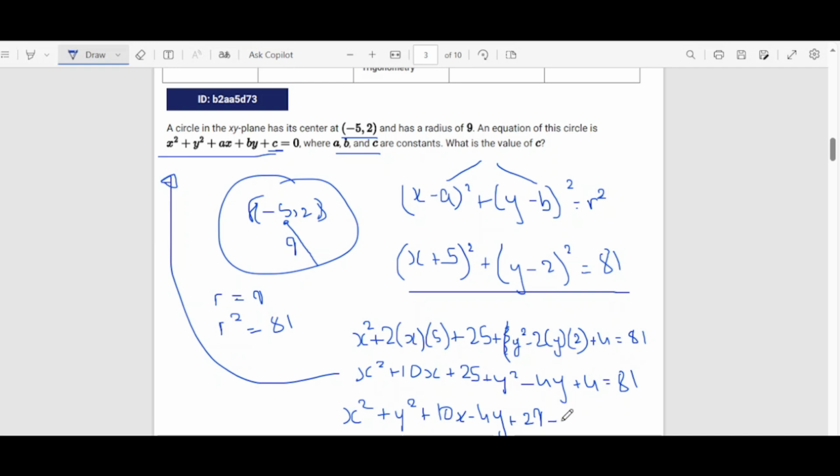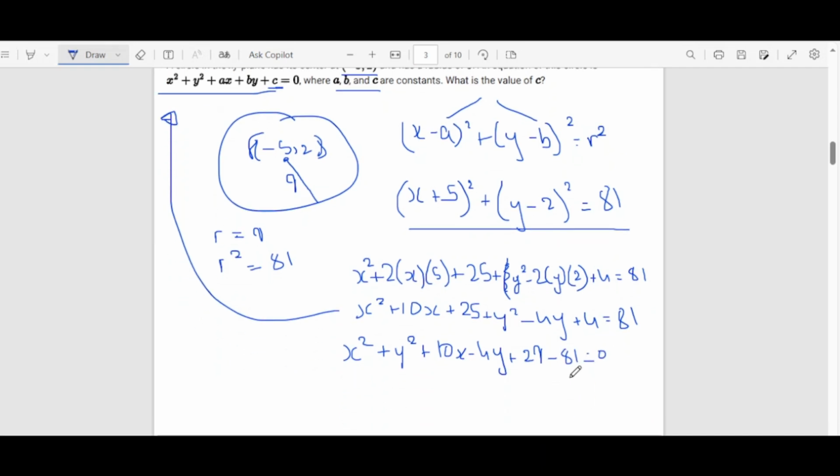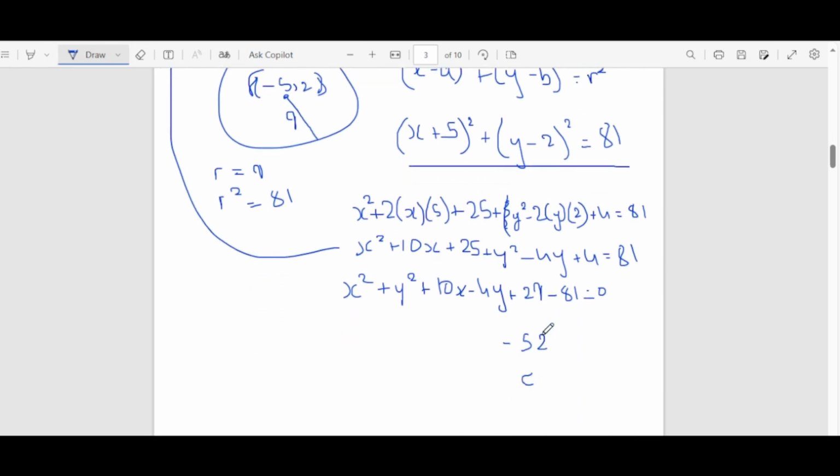and become minus. Minus 81 equals 0. So what is the value of 29 minus 81? 29 minus 81 equals minus 52. All right, so c here is equal to minus 52. This is our answer.